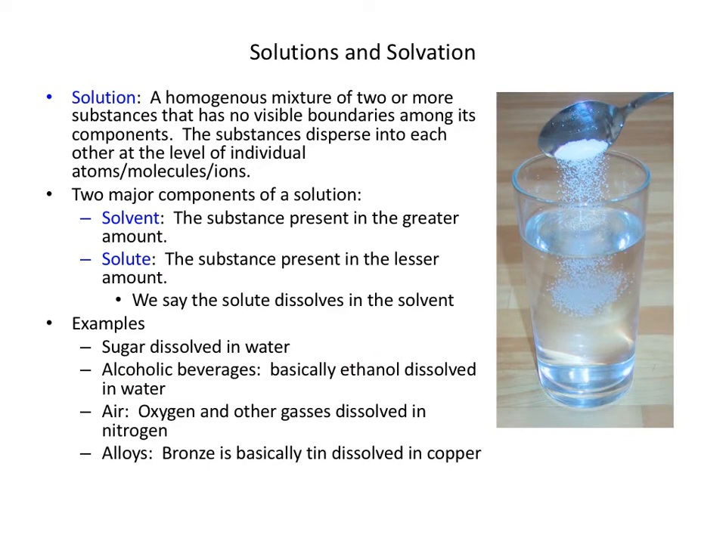The air that we breathe is an example of a solution. Oxygen and other gases are the solutes, and we can think of the major component, nitrogen, as being the solvent. Alloys, which are mixtures of metals, are also examples of solutions. And so bronze is basically the element tin dissolved in the major component, so the solvent, if you will, copper.